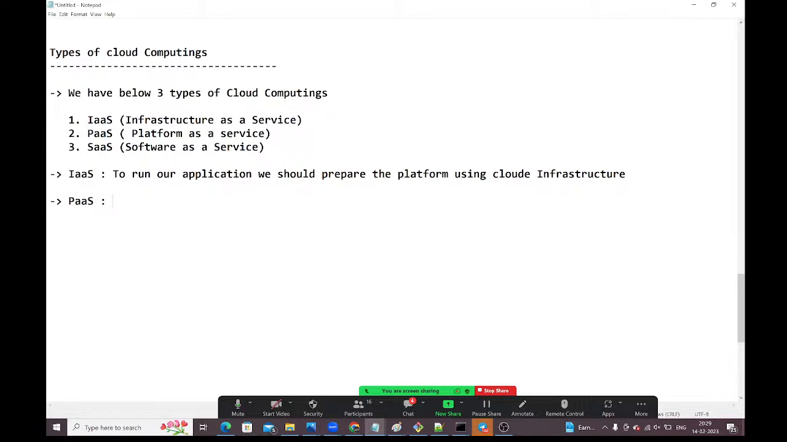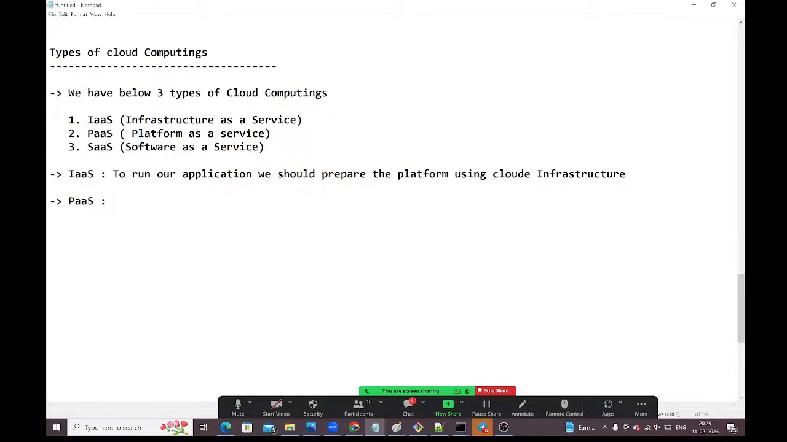Just give your application to them. Whatever application you developed, give that application to them. They will run the application in the platform. They will take care to run that application. Whatever platform is required, everything will be created by themselves, and they will run your application. In the PaaS case, we are going to get the complete platform.